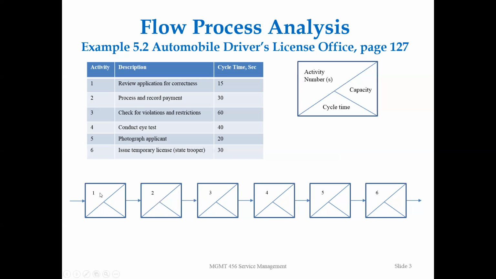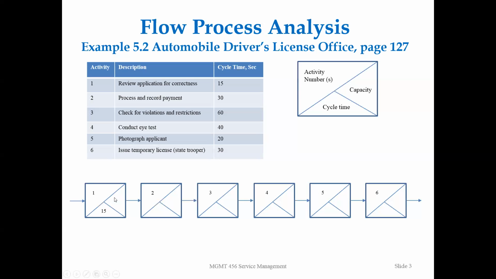Next, in each rectangle, we are going to show some information. As I said, the upper left part, we use to show the activity number. That's why you see 1, 2, 3, 4, 5, 6. And then we use the lower part to show the cycle time. So for example, for activity 1, the cycle time is 15 seconds. So we just type 15. So 15 seconds, that means the cycle time for activity 1 is 15 seconds.